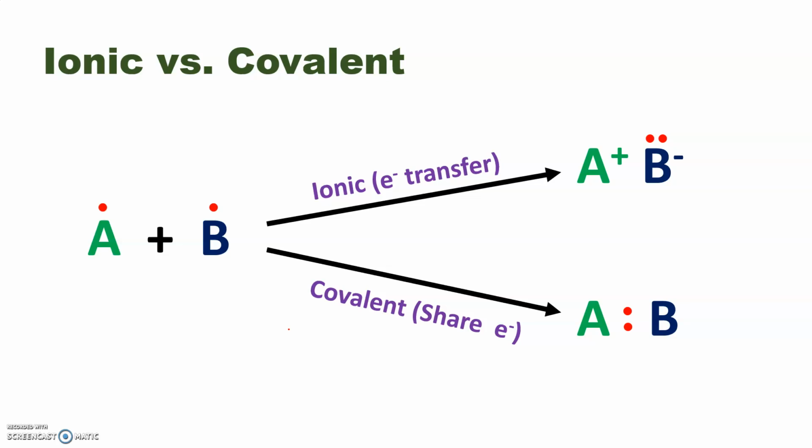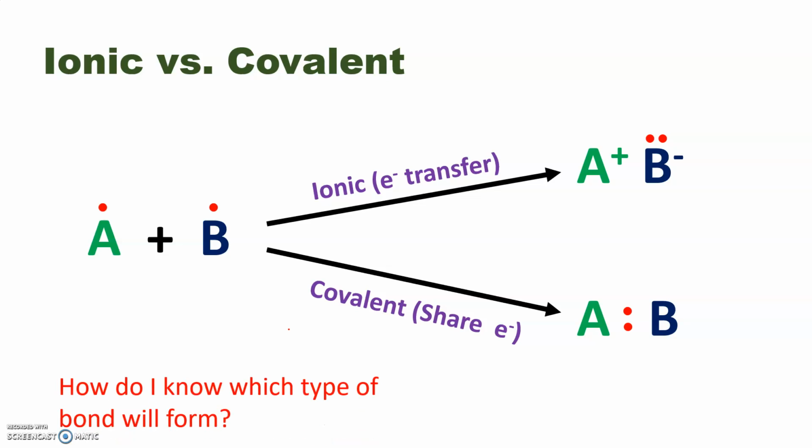And so now A and B each think that they have an extra electron that they didn't before. A thinks that it also has B's electron, and B thinks that it also has A's electron. So how do we know which type of bond will form? A and B, how do I know that it's going to form an ionic bond? Or how do I know that it's going to form a covalent bond? So that's the question that we are going to answer in this video. And then we are going to learn how to draw the different types of bonds and learn a little bit more about their properties.